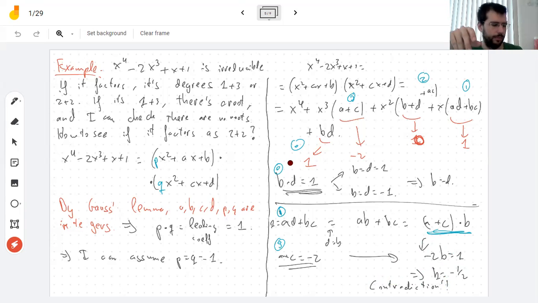So it's not pleasant to take a degree 4 polynomial and try to write out coefficients and see what happens. But since Gauss's lemma in this case tells us that the coefficients are guaranteed to be integers, it sometimes becomes a doable thing. I kind of ran out of time, but I think if you go through it, you can figure it out pretty easily.